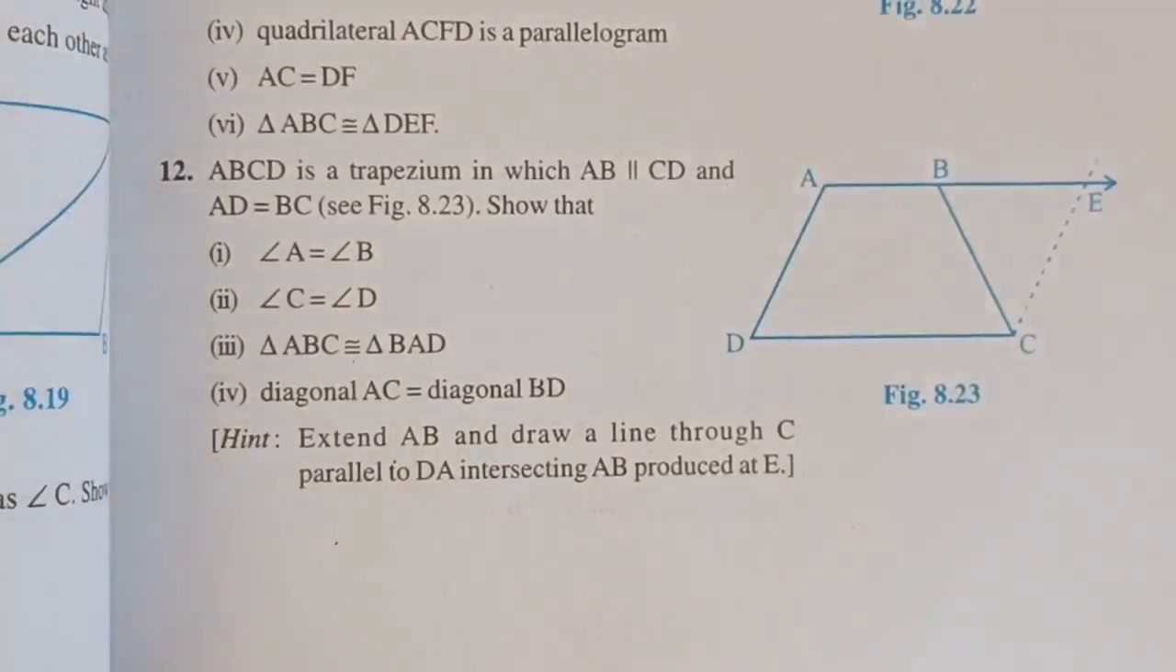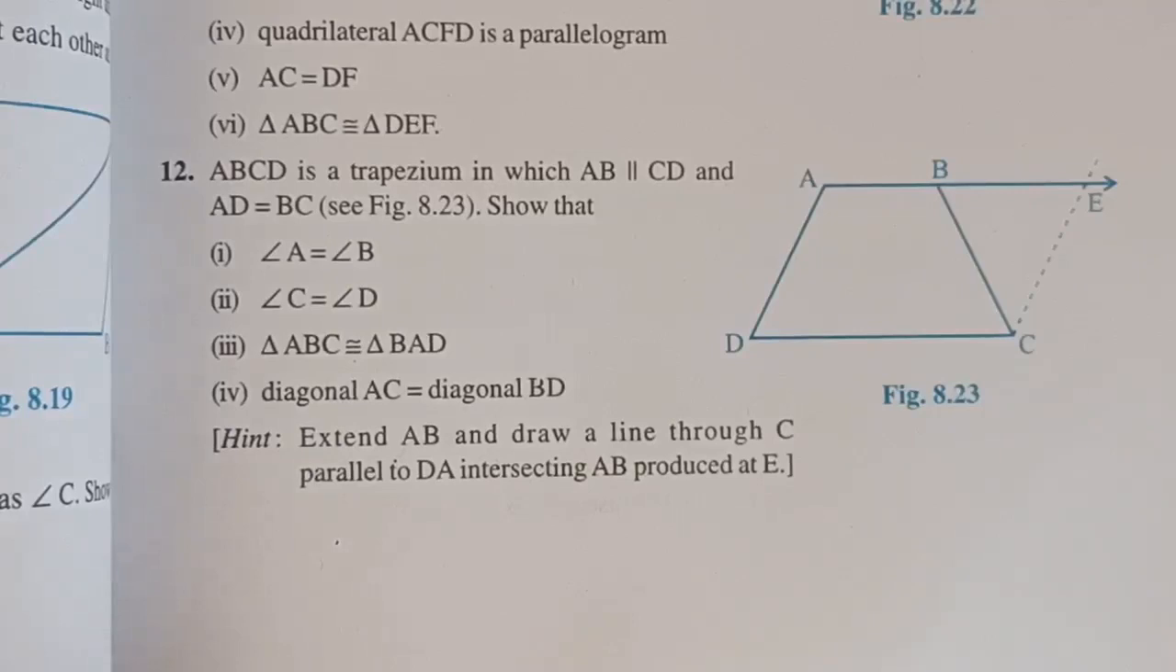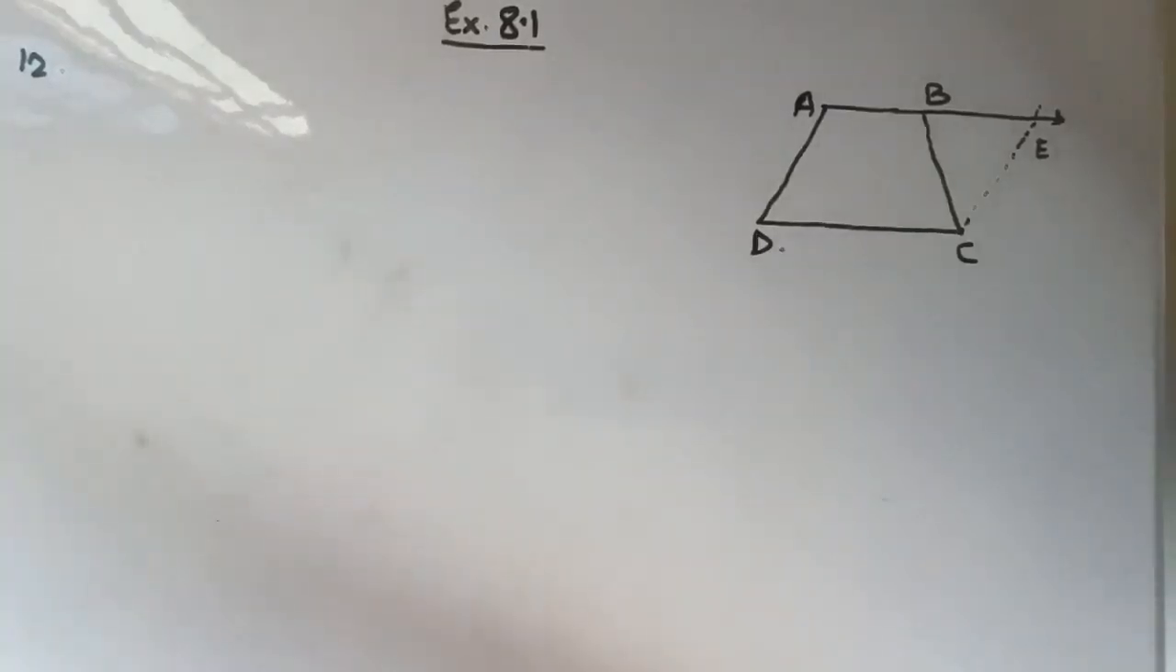Next, exercise 8.1, question number 12. ABCD is a trapezium in which AB is parallel to CD and AD is equal to BC. Then show that angle A equals angle B, angle C equals angle D, triangle ABC is congruent to triangle BAD, and the diagonal AC is equal to the diagonal BD. So exercise 8.1, question number 12, solution.